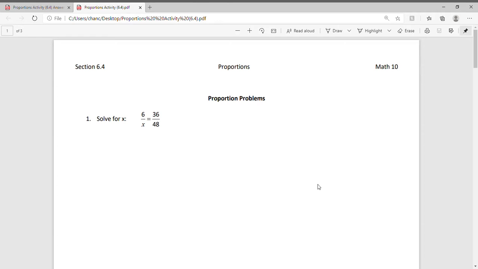Welcome to section 6.4. Today we're going to look at proportion problems. In question 1, let's solve for x. We have 6 over x equals 36 over 48.